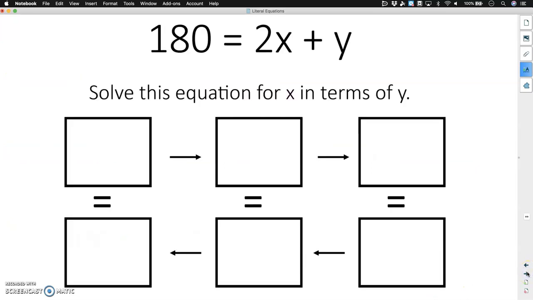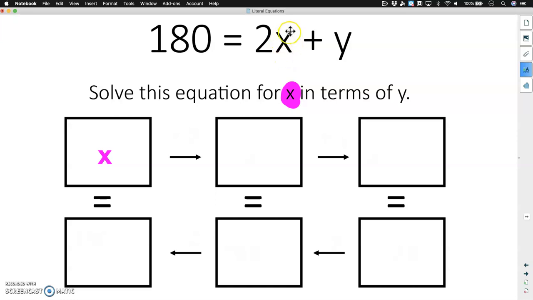Okay, so we have this equation here. We're going to be solving this equation for x in terms of y. What that means is we're going to end up with x equals, and whatever it's equal to is going to have a y in it. So we're going to use this graphic organizer to help us organize our thinking for following those steps. So far we've identified the variable we're solving for. That was step 1.